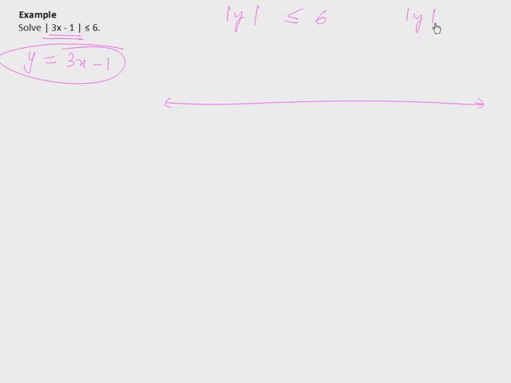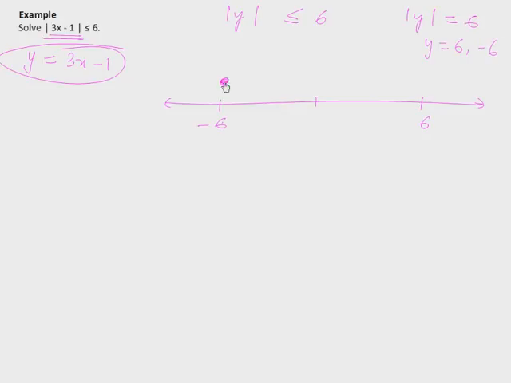Solve absolute value of 3x minus 1 less than equal to 6. So this 3x minus 1, I'll think of as one entity. Let me just call it y. So I'm going to solve absolute value of y less than equal to 6, where y is 3x minus 1. What's the solution for absolute value of y less than equal to 6? Well, first I solve absolute value of y equal to 6. That gives me minus 6 and 6. I know that.